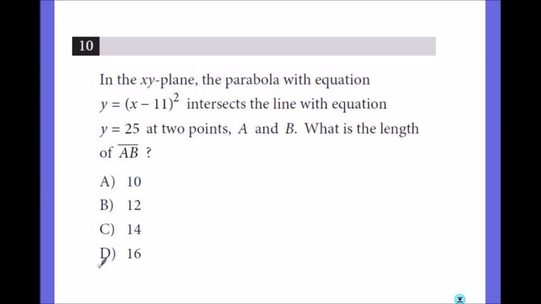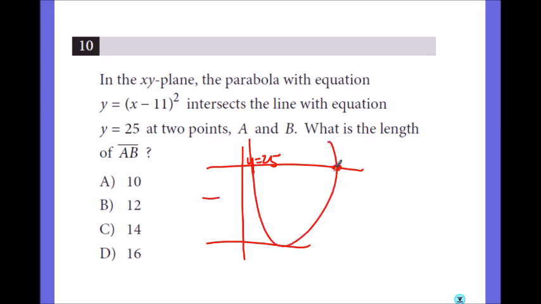Look at the ratio. In the xy plane, the parabola of the equation y equals (x minus 11) squared intersects the line with the equation y equals 25 at 2 points, A and B. What is the length of AB? So y equals 25, let's say. So it's a parabola. If you're looking for these two numbers, I don't know where the minimum is, but we are looking for these two and get the difference.